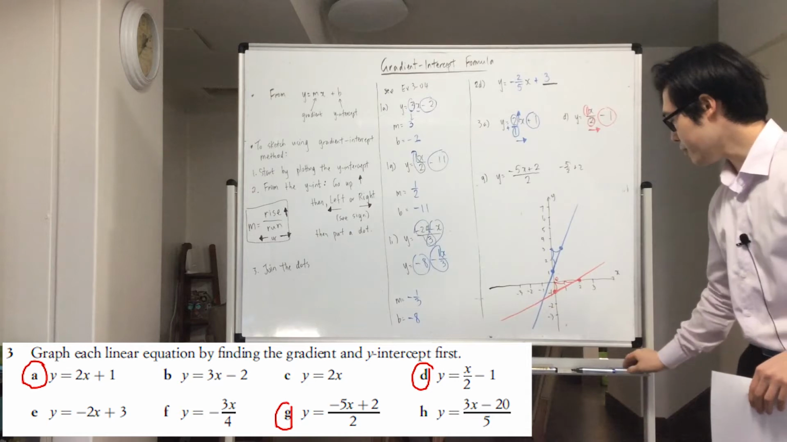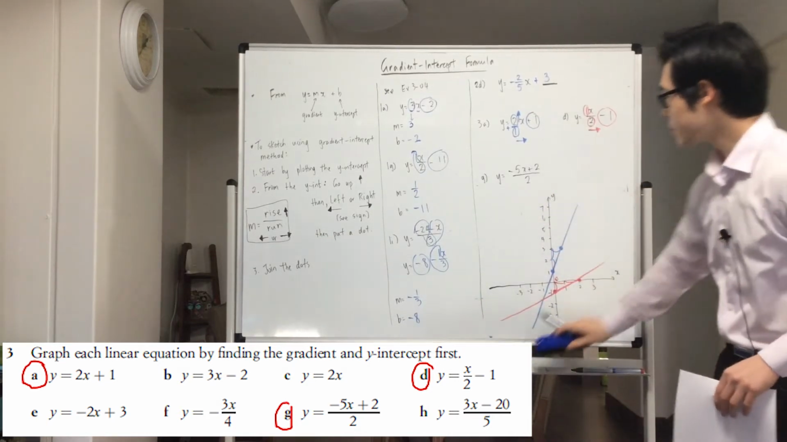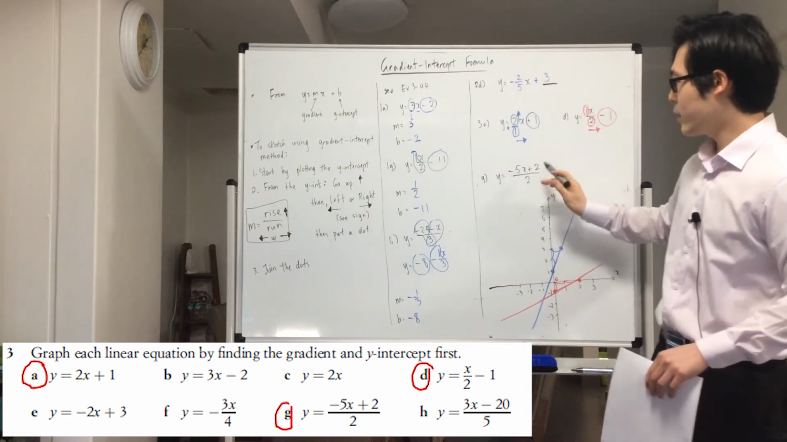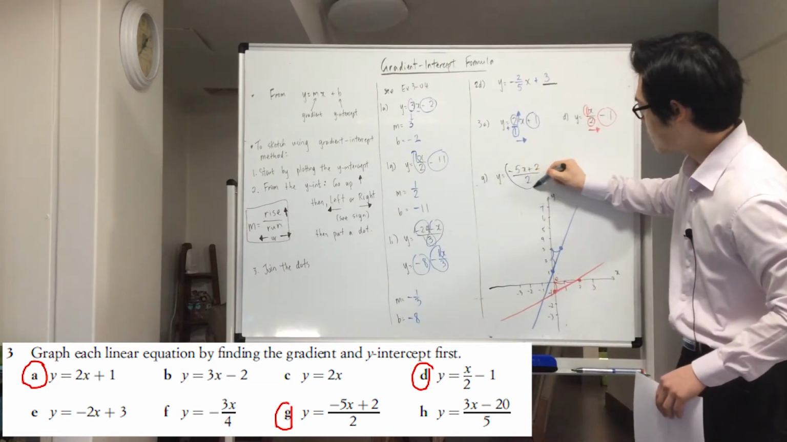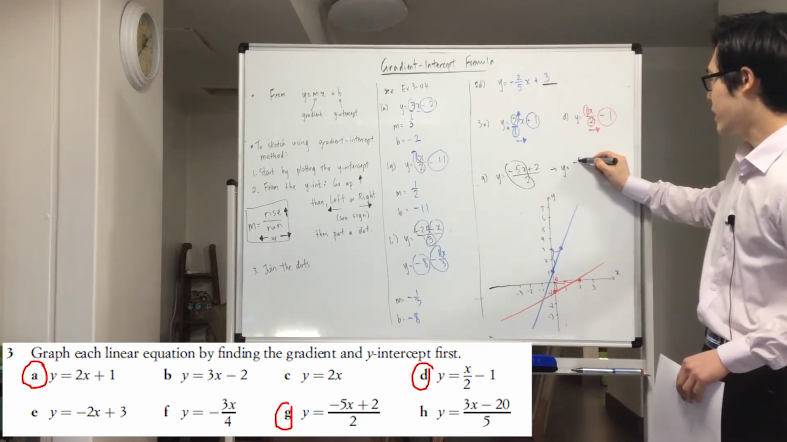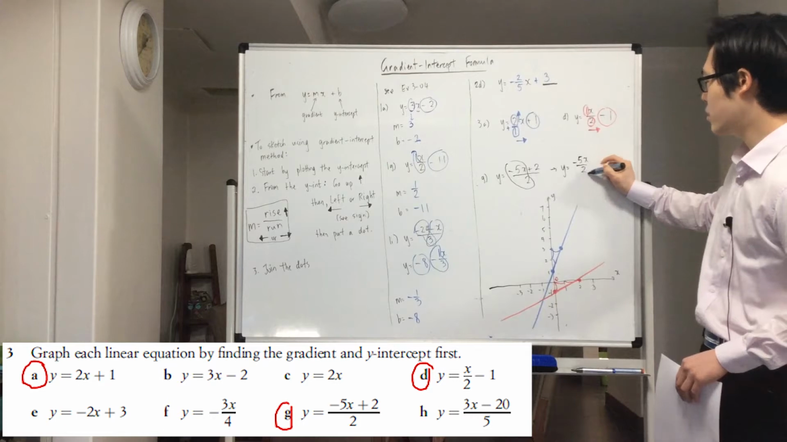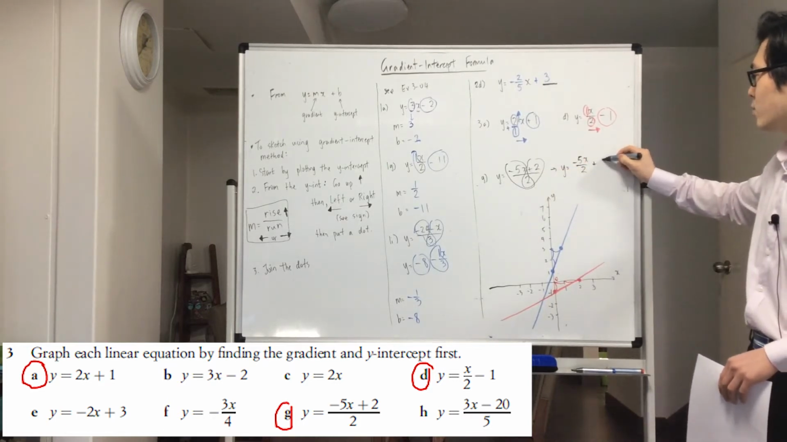Alright. Let's do another last one here. Sorry about this. So with this one, we want to separate the fraction out. So let's write this one. y equals minus 5x over 2, and then you got this one. That's just 2 over 2, which is plus 1.